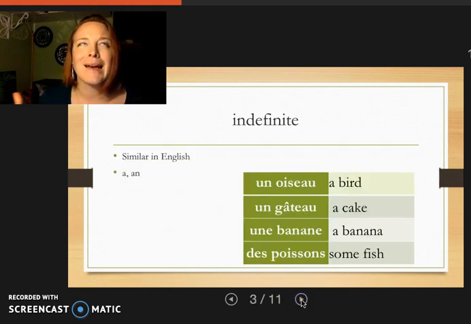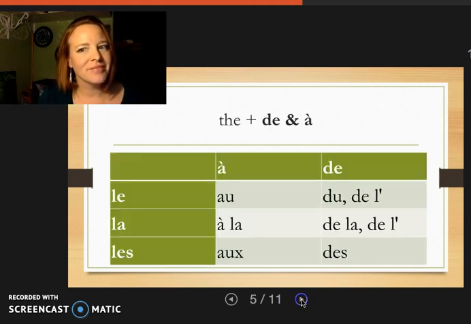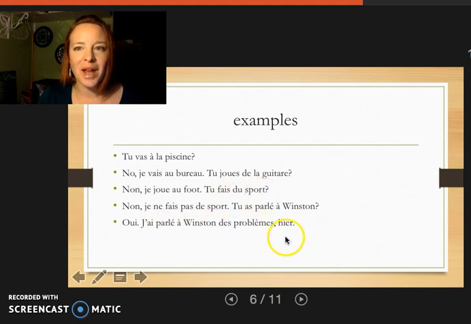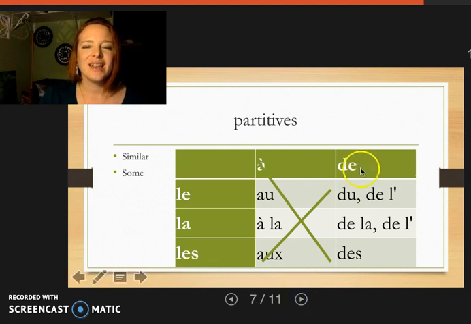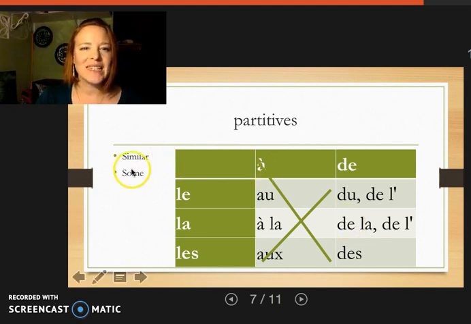Indefinite means a, and then whatever it is, right? Definite articles means the. The and de combine, like we mentioned. We remember this. And this is where we wind up with, for example, tu fais du sport, or j'ai parlé à Winston des problèmes. And it's because the partitive is basically this that we've seen before. So it follows that same structure, so it's going to be easy, except instead of just meaning of that, here it means some.